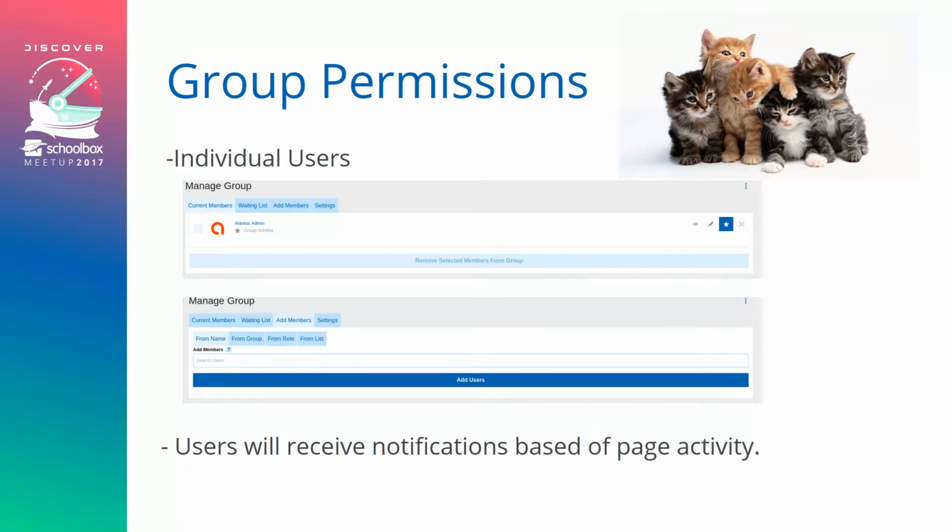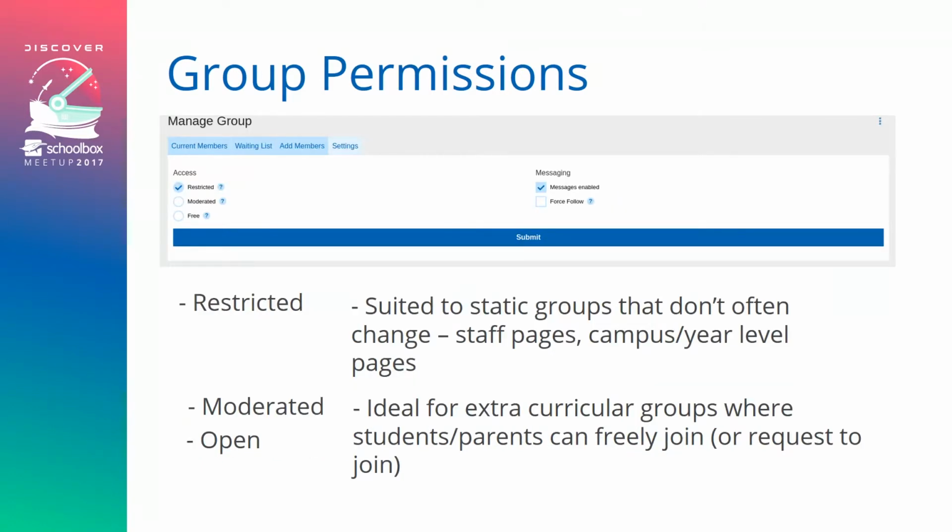Group permissions. So that's more for individual users, people you're wanting to manage for, in particular, extracurricular or news pages. One thing that has that the class page doesn't have is you get notifications for things like news items, blogs published. There's 3 different levels for the group that you can have: restricted, moderated, and open. A restricted group is going to be for something that you don't want people to have open access to.